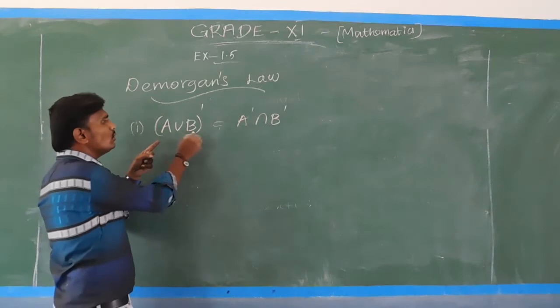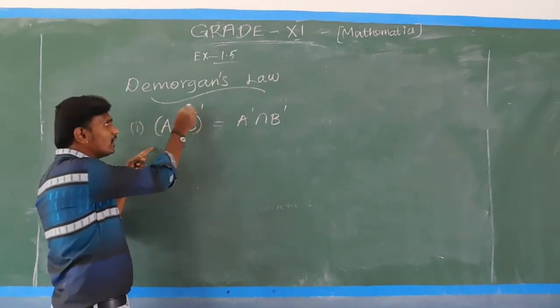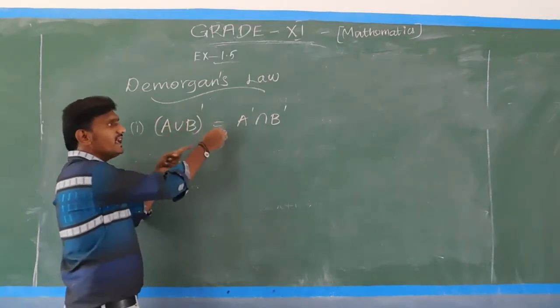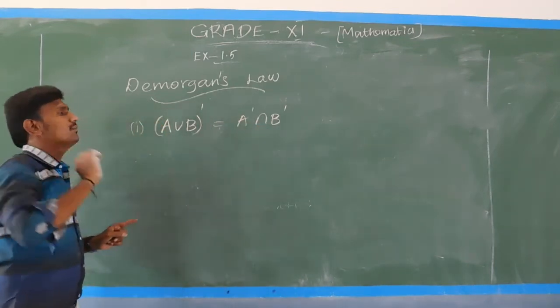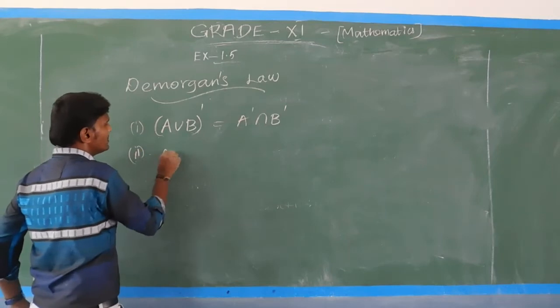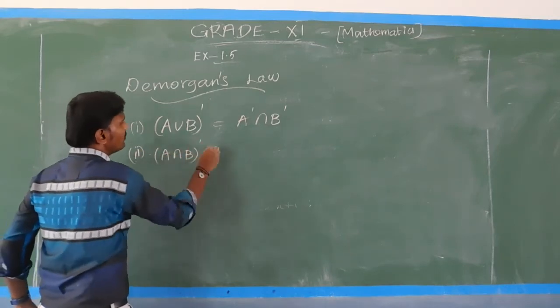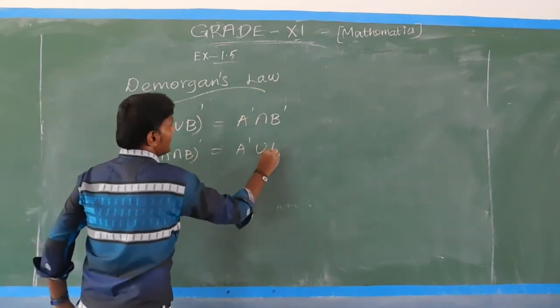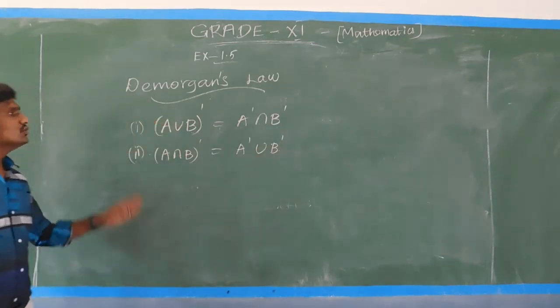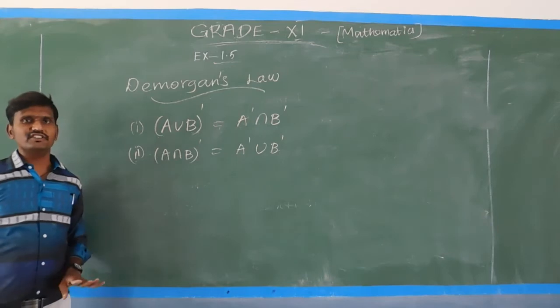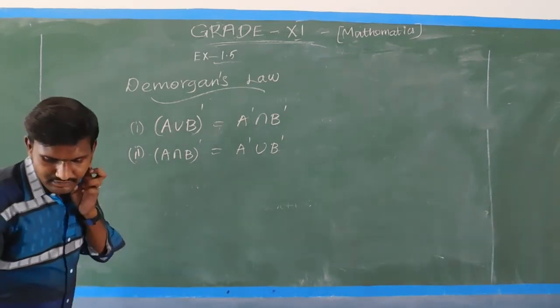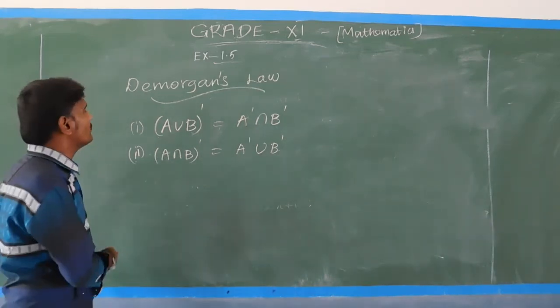I am taking the union of the two sets, the complement of the union of two sets becomes the intersection of their complements, and the second one is (A intersection B)' equal to A' union B'. So these two laws are called De Morgan's laws of complementation. Okay, and next, some properties of complement.